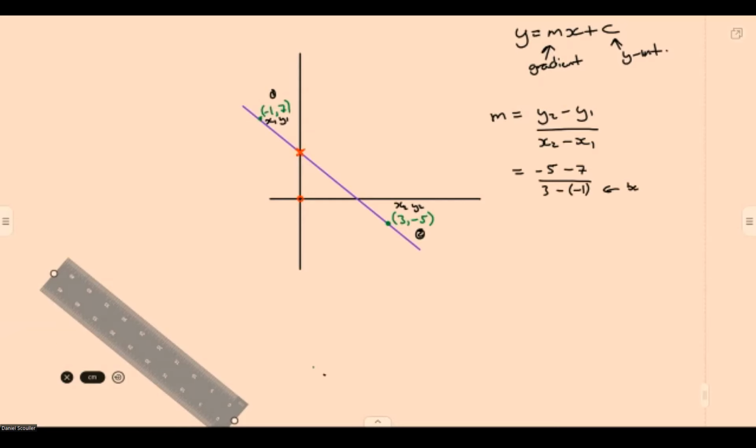Be careful with the signs. That will become a positive. So -5 minus 7 is -12. 3 minus -1 will be 3 plus 1, which gives us 4. So it'll give us a gradient of -3. Now that makes sense. A negative gradient is a line going in a downward slope. A positive gradient would be a line going in an upward slope like that.